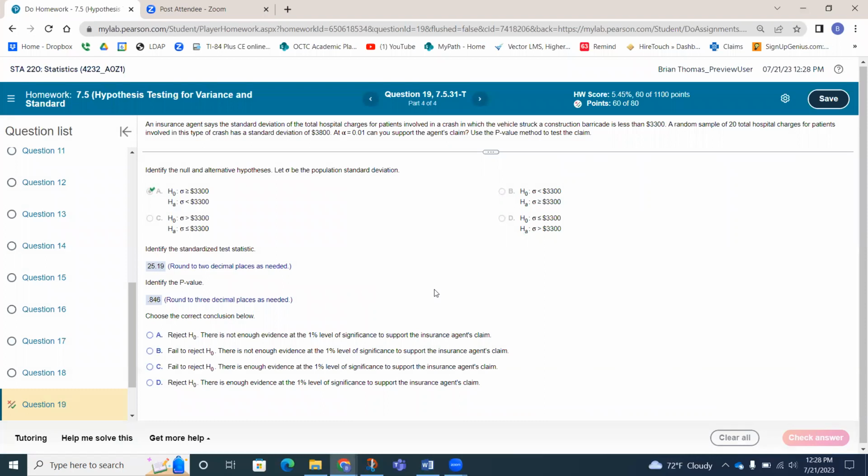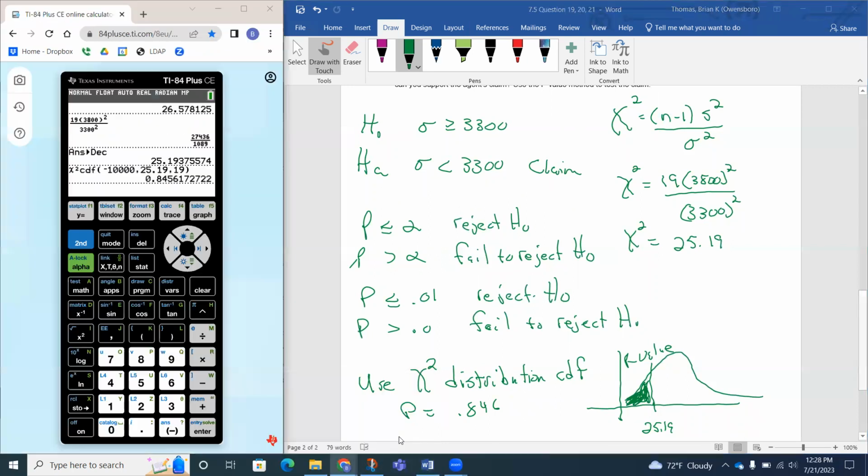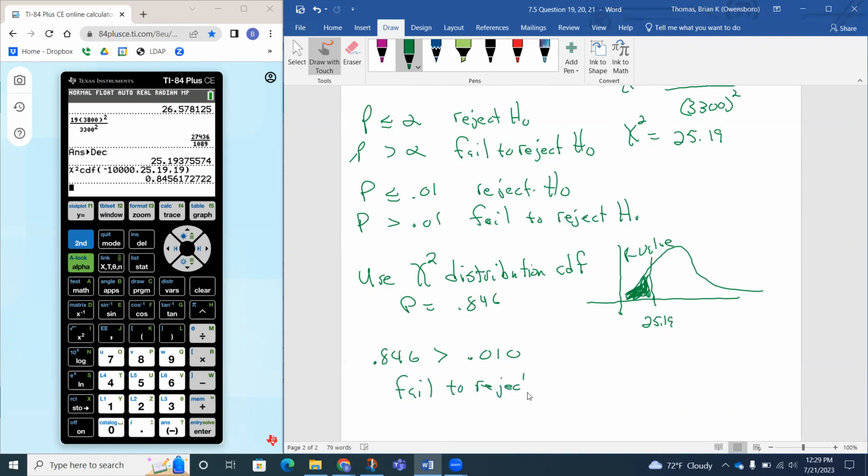So now the question is, what do we do with that? Remember, if we are less than or equal to 0.01, we're going to reject H0. But if we're greater than 0.01, we're going to fail to reject H0. So if I put this 0.846 in, how's that going to compare to 0.01? If I add an extra zero, it's 0.010, and this is 0.846. So 846 is much bigger than 10. So this is going to be greater than, which tells me that we're going to fail to reject H0.